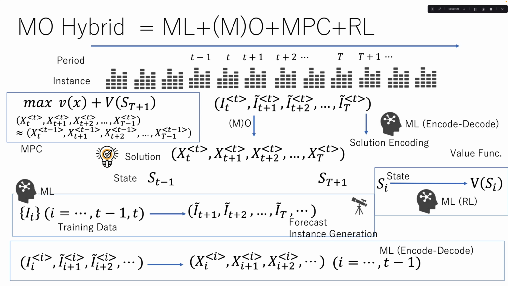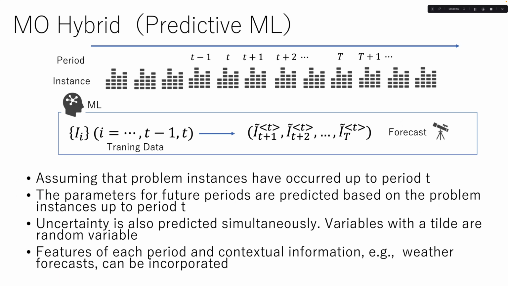Considering a dynamic environment, we focus on decision-making at the current time, t. As shown in the lower left, ML is used to predict future parameters, problem instances, and solutions based on past problem instances and context. Finite planning period optimizations are performed using stochastic or robust optimization. Information beyond the planning period is approximated using value functions, and solution stability constraints are added, similar to MPC. As the overall method is complex, I will explain it in parts. The MOAI hybrid consists of 7 components.